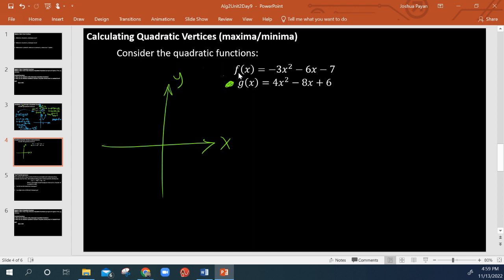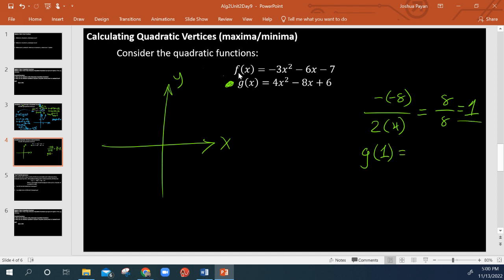Okay, so our vertex is going to happen at negative b over 2 times a, right? So that would be positive 8 over 8, so at positive 1 this time. Okay, and then our y value of our vertex is going to happen at g of negative b over 2a, or in this case, g of 1. So that's just going to be 4 times 1 squared minus 8 times 1 plus 6. That's just going to be 4 minus 8 plus 6. Okay, and that's going to give us negative 2.